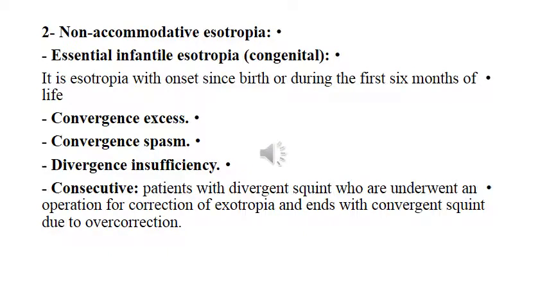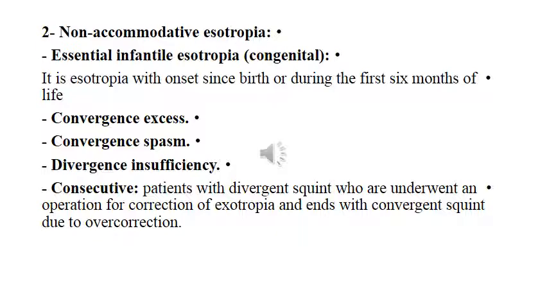The second type of esotropia is the non-accommodative type. This means there is no accommodation problem, no refractive error. There are some other causes. We can divide it into many causes. Among these, I mentioned essential infantile esotropia, convergence excess esotropia, convergence spasm esotropia, divergence insufficiency, and consecutive esotropia. These all have no accommodative element, no excess refractive error.